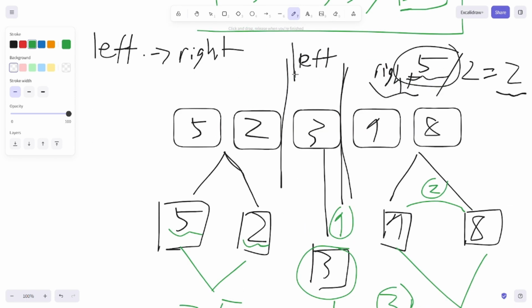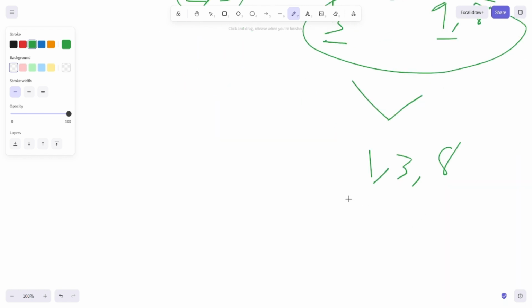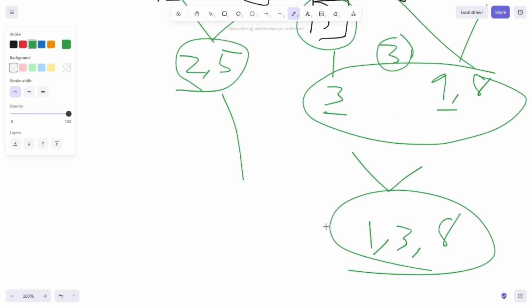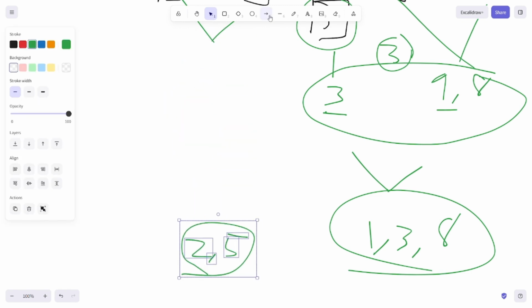Now we are finished with our original right side. This was our original left side. This 3, 1, 8 was our original right side. 5, 2 was our original left side. Now we have 2, 5 and 1, 3, 8. We're going to merge these 2. Let's just bring 2, 5, sorted, to here.